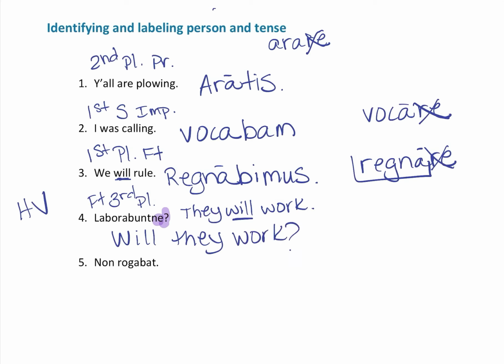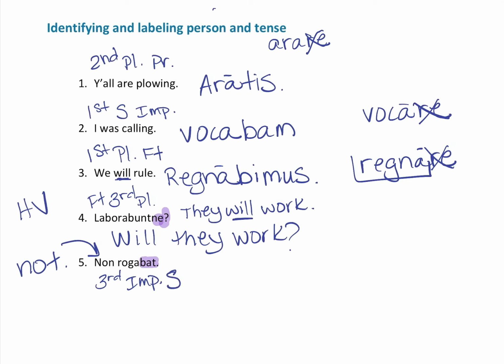All right, last one. We've got an adverb here, non, which means not. We always know that goes right before the actual verb. So, rogabat. All right, so look at the ending here. We've got a bat ending. Look at the bat ending. That automatically tells us that that is third person, and bat tells us it's imperfect. And it also tells us that it is singular.